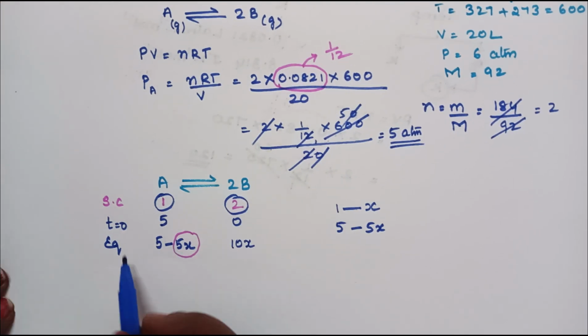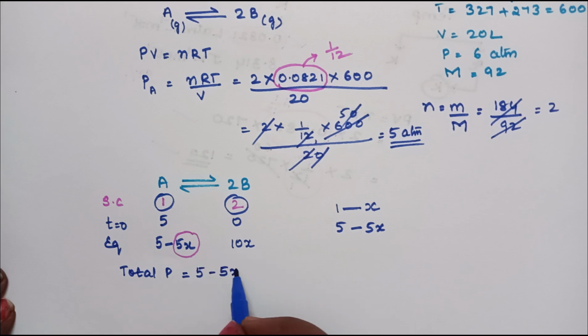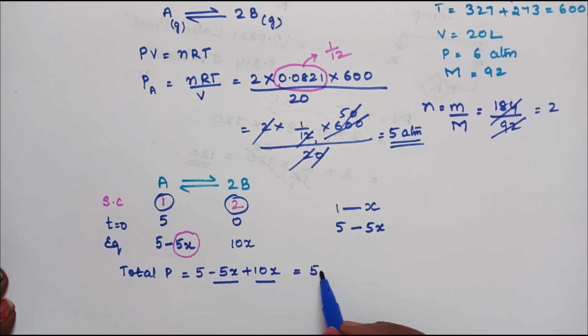Now find total pressure at equilibrium. So total pressure is equal to, add all this, 5 minus 5x plus 10x. This is equal to how much? Minus 5x plus 10x will be 5x. So you will be getting 5 plus 5x. The total pressure is given here as 6 atmosphere. So 6 is equal to 5 plus 5x.